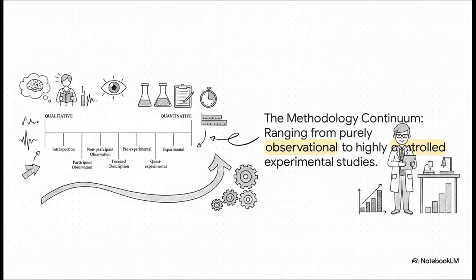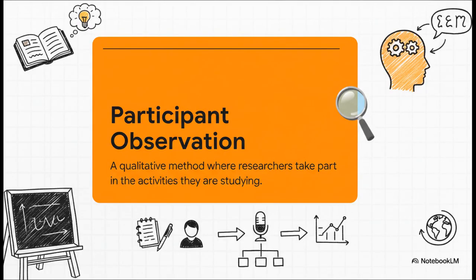And here it is, that continuum in action. Way over on the far left, you're in the deep end of the qualitative pool. You've got methods like just observing people, basically watching them in their natural habitat. But as you move to the right, everything gets a little more structured, a little more controlled, until you get all the way to the far right and you're in the pure quantitative zone with the classic experiment.